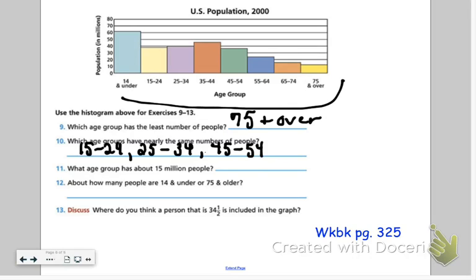What age group has about 15 million people? So now we have to look at the frequencies, which are over here. Which one is close to about 15 million people? So it's somewhere between the 10 and the 20 million on that left side there. So I'm guessing that would probably be the, that looks like the 65 to 74 age group.